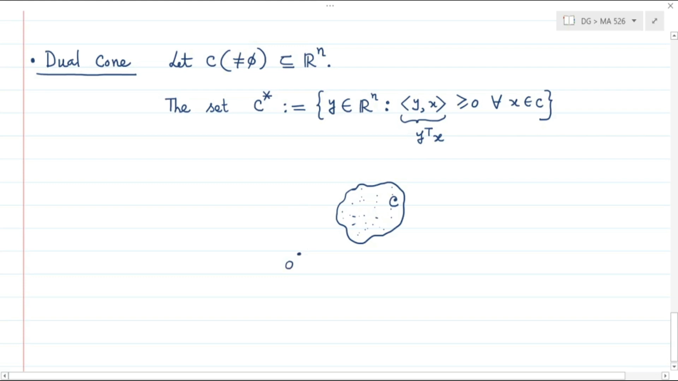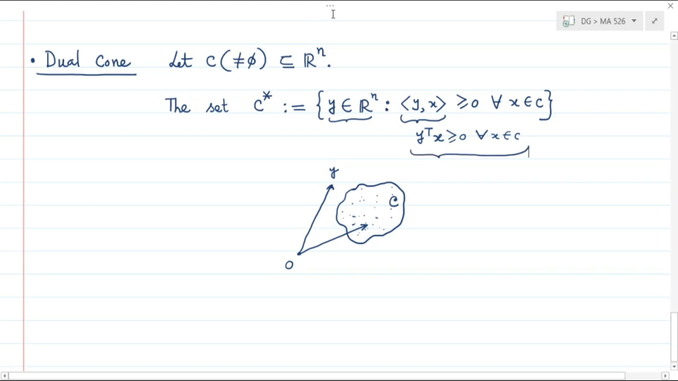What does it say? That you include those vectors in the cone, those vectors not necessarily in C. You note that y can be any vector out of C as well. For instance, let me consider this direction, and this direction y can be a possible candidate inside the set C star, provided that y transpose x is greater than or equal to 0 for all x belonging to C. What is the geometry for this? y transpose x equals 0 is what?